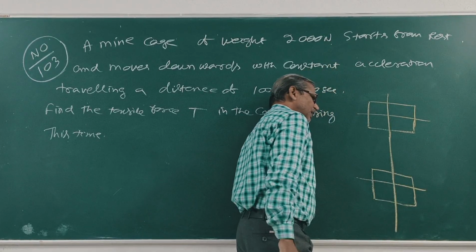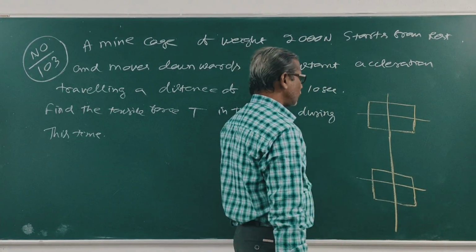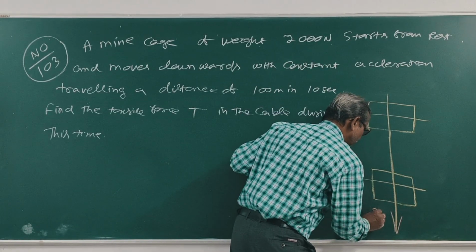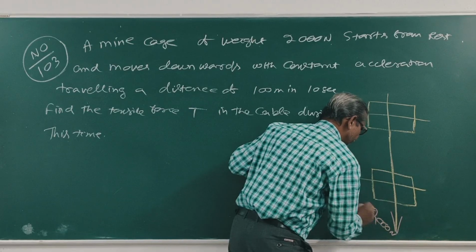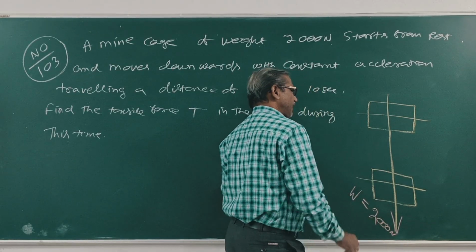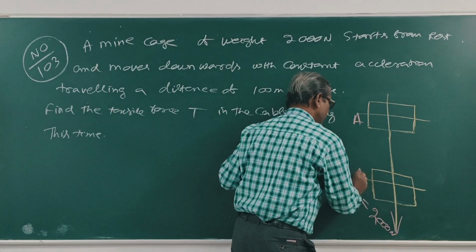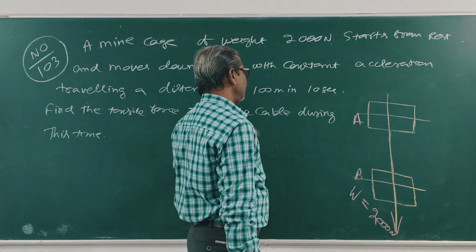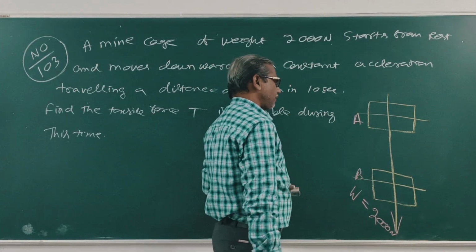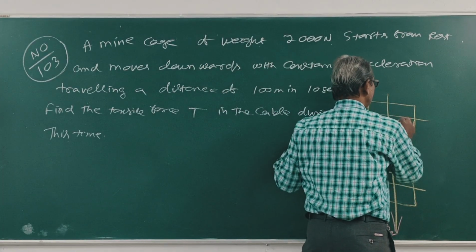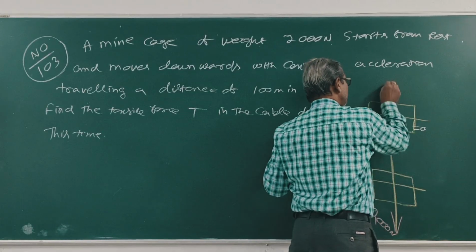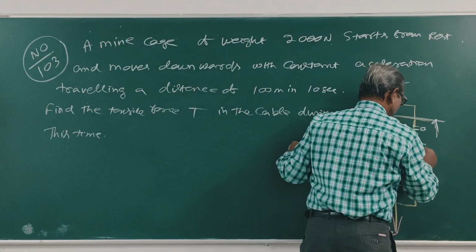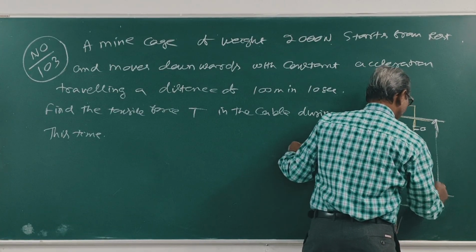Clear? The mine cage weighs 2000 Newton. This is weight. This weight is equal to 2000 Newton. The mine cage moves from A to B, starts from rest, U is equal to 0. The tension T. The total distance s. This is velocity V.